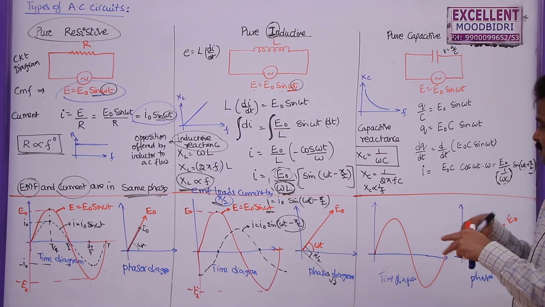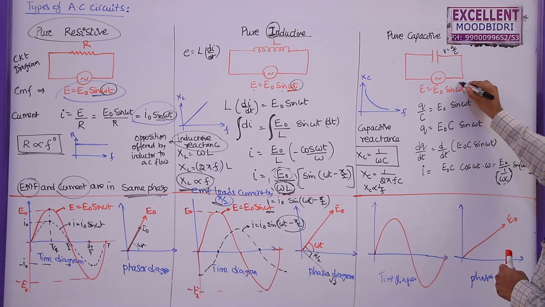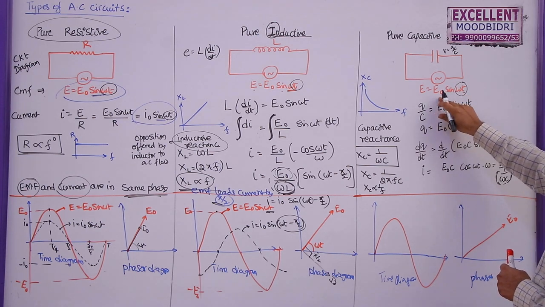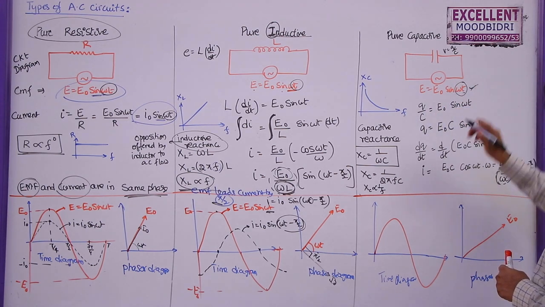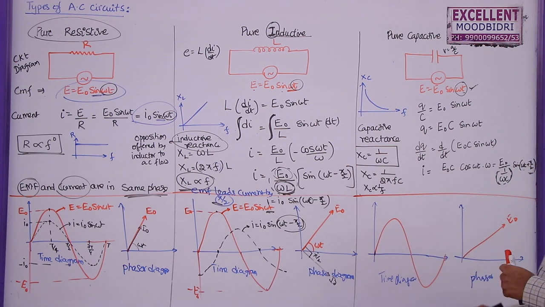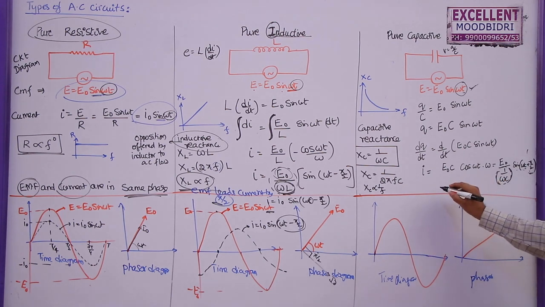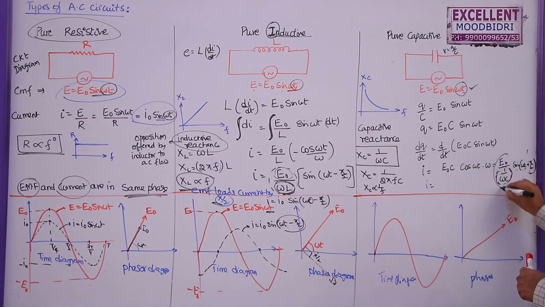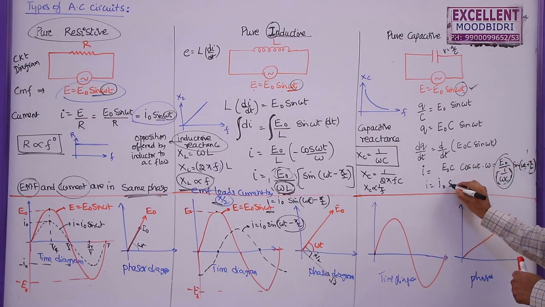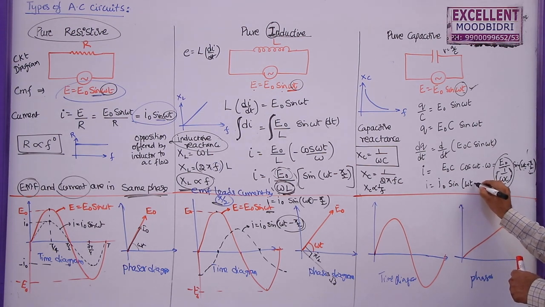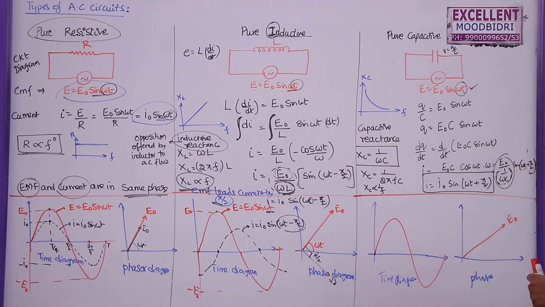If you substitute t equal to 0 here, E is equal to E naught into sin 0, which is 0. So E is 0 when t is equal to 0. But if you substitute t equal to 0 in the current, sin 90 is 1. So this equation can be written as I is equal to I naught sin omega t plus pi by 2. This is the expression for the current.